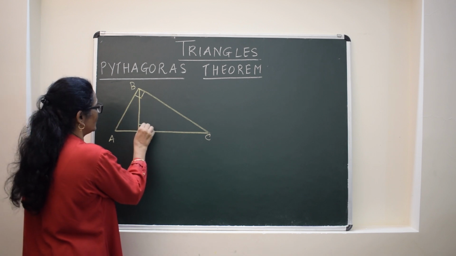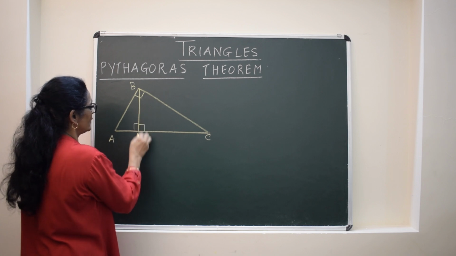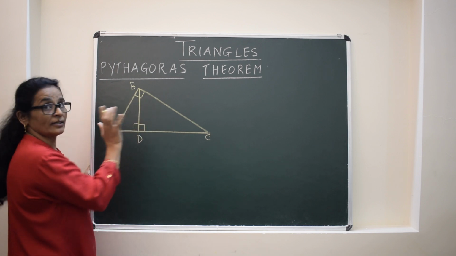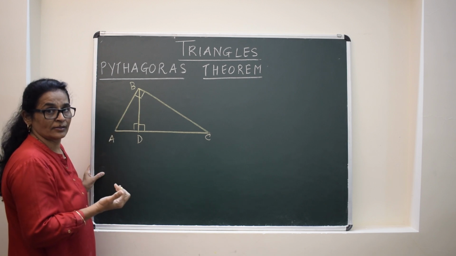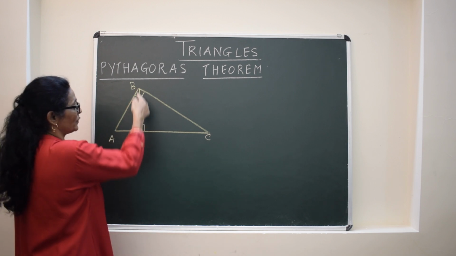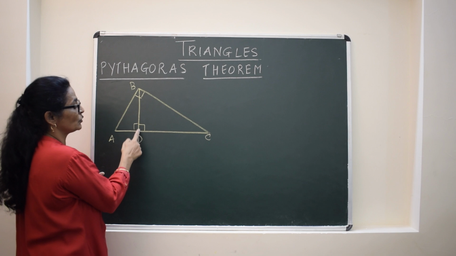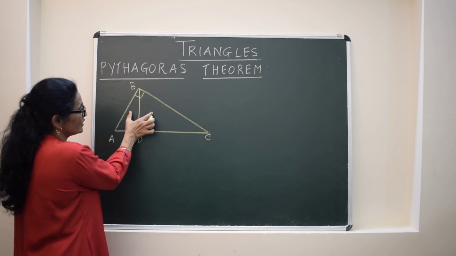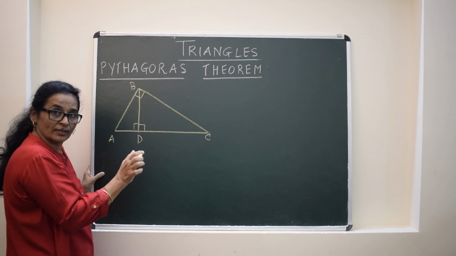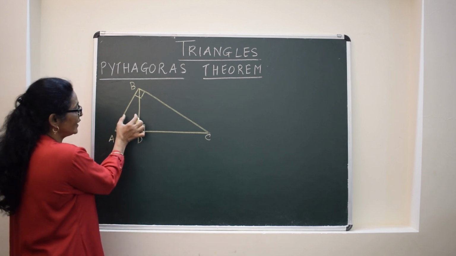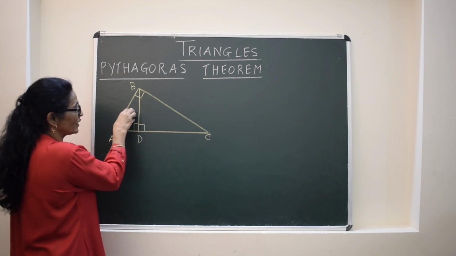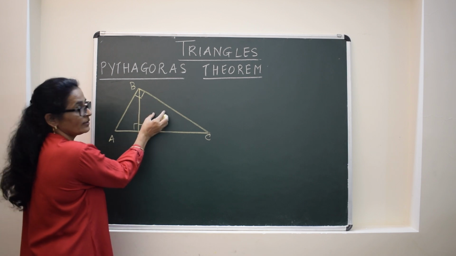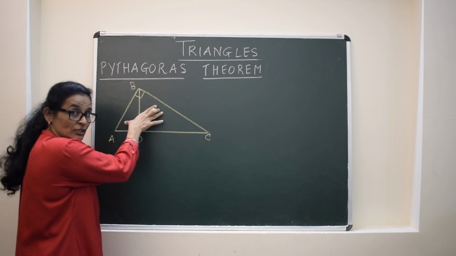Now, when we have dropped this perpendicular, this line has divided this triangle into two other triangles. The theorem says the perpendicular dropped from the right angle to the opposite side gives two triangles which are similar to each other, as well as individually this smaller triangle will be similar to the original one, and this second triangle will also be similar to the original one.